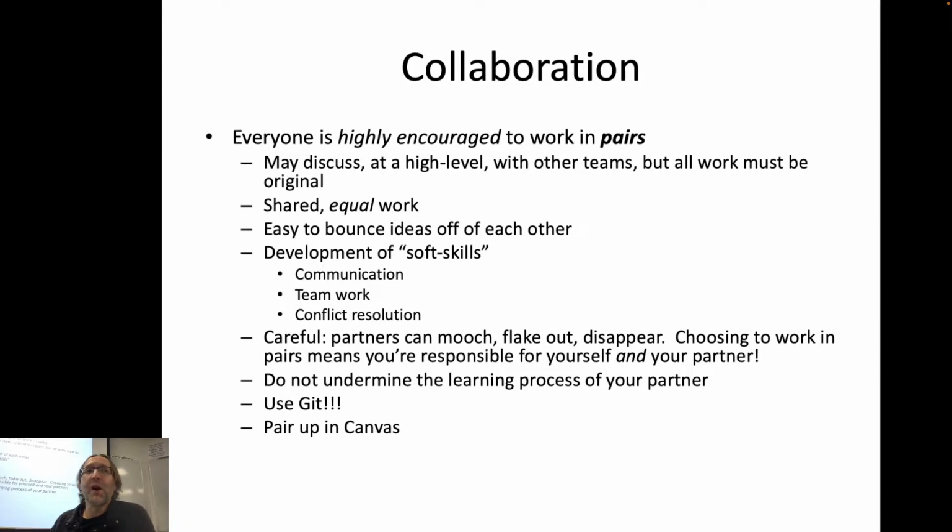And basically conflict resolution. Again, partners can mooch, they can flake out, they can disappear. Choosing to work in a pair means that you end up being responsible for both yourself and your partner. Now, what if I were to allow 3, right? Now the complexity of that dynamic goes up an order, not an order of magnitude, but n squared, right? In fact, this is something that we might discuss later on.